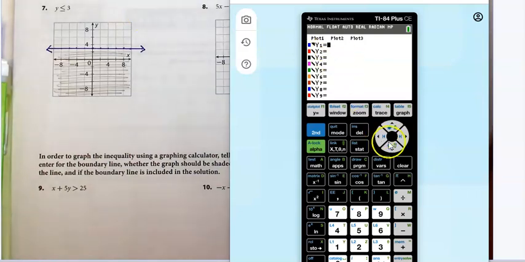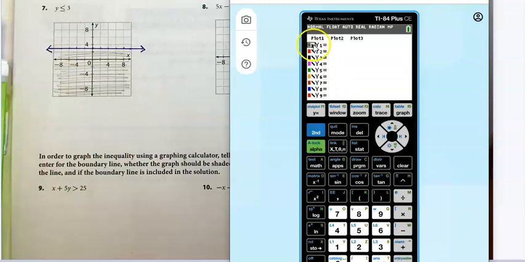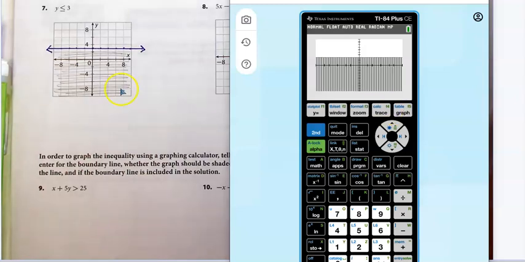Okay, I just cleared out the previous equation, but I need to go over here and change this to a less than or equal to situation. There it is. And then we're going to go over here, and all we have to type in is 3. My window settings should be okay for this particular situation, so I'm just going to hit graph. And there you go. It's the same graph as what we just did.